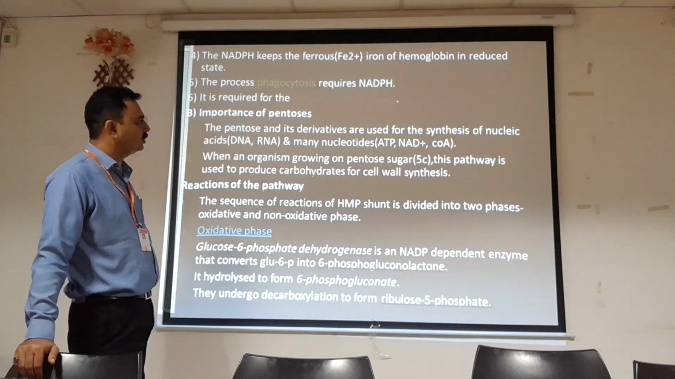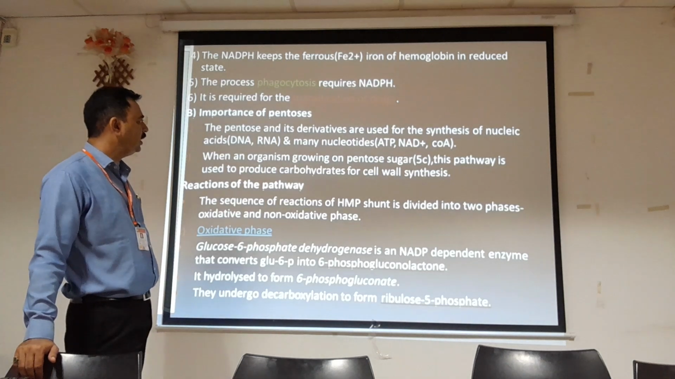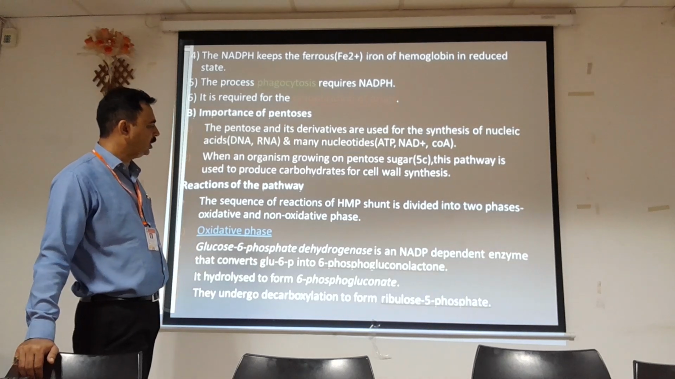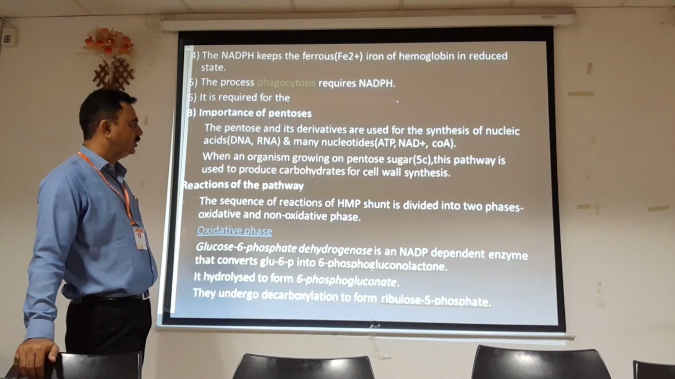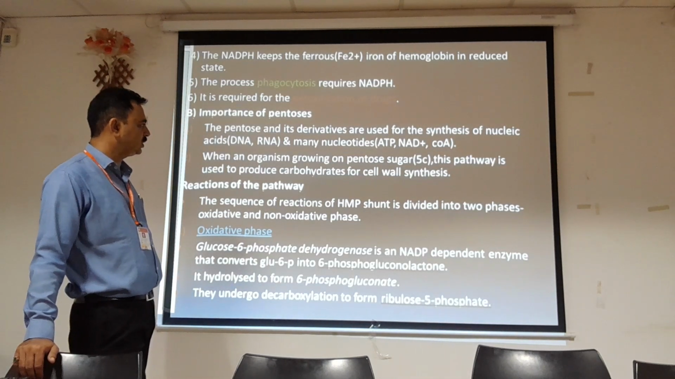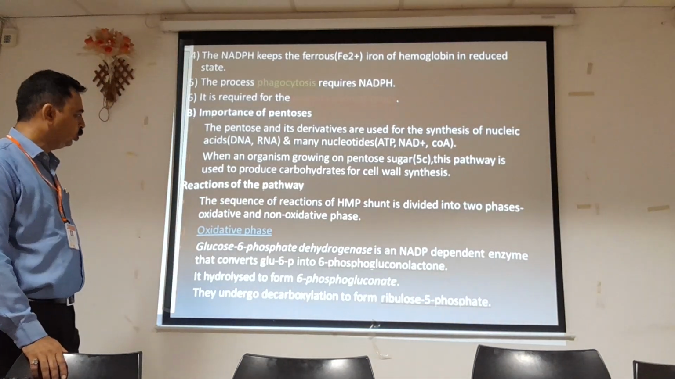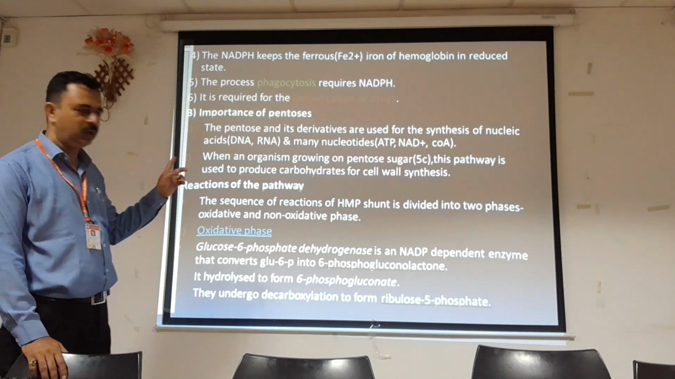So what is the importance of pentoses? Pentoses and their derivatives are used for synthesis of nucleic acids, DNA, RNA, and many nucleotides. When an organism is growing on the pentose sugar, this pathway is used to produce carbohydrates for cell wall synthesis. The sequence of reaction of HMP shunt is divided into two phases: oxidative phase and non-oxidative phase.